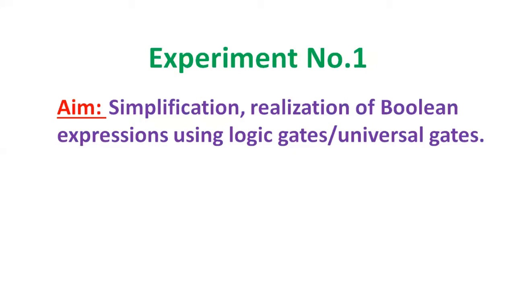Basic gates are AND, OR, and NOT. So these are the basic logic gates. Only three gates are available: AND gate, OR gate, and NOT gate. And there are only two universal gates, those are NAND gate and NOR gate.